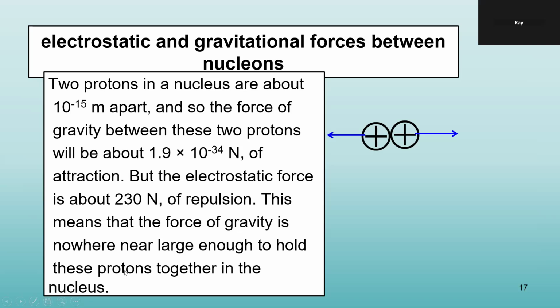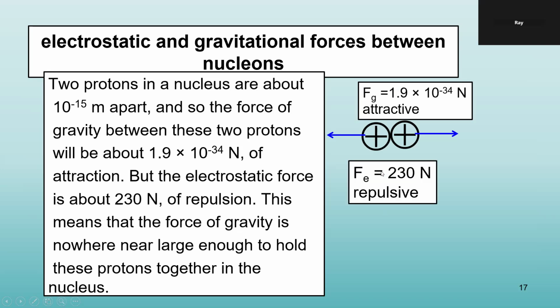This means that the force of gravity is nowhere near large enough to hold the protons together in the nucleus. So between proton and proton there is a repulsive force, and the gravitational force is too small to hold them together. That's the gravitational attraction, and that's the repulsive force. So you can see that the repulsive force is greater by 10 to the power 36 times.